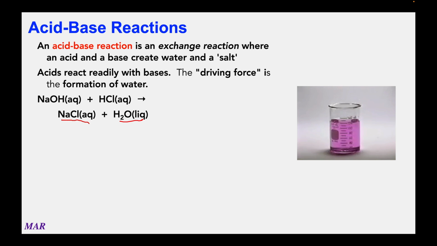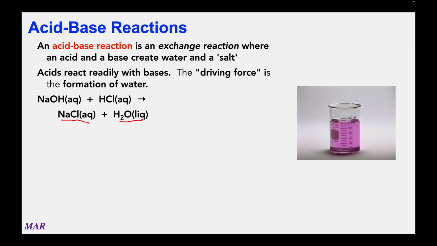So for this one, it's sodium and chloride coming together to make sodium chloride. That's the same as table salt. But a salt doesn't have to be table salt. For example, if you had potassium hydroxide and hydrobromic acid, you would end up with KBr, potassium bromide. That would be another kind of salt. So a salt is the product of an acid-base reaction. But the important part for us is that actually just making water is the driving force. That's why this reaction happens.